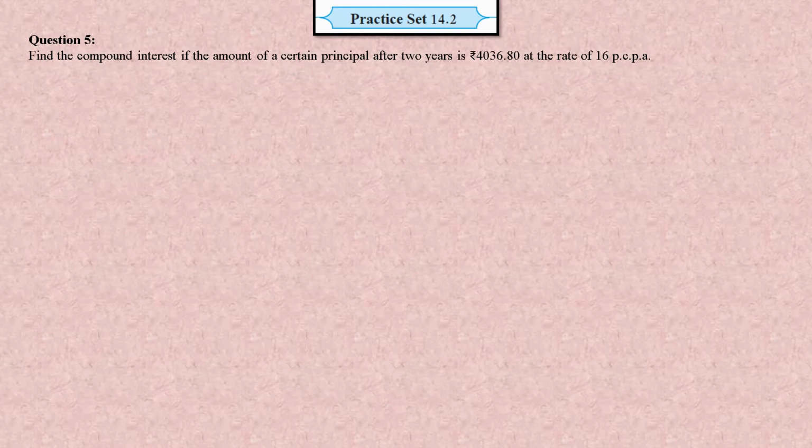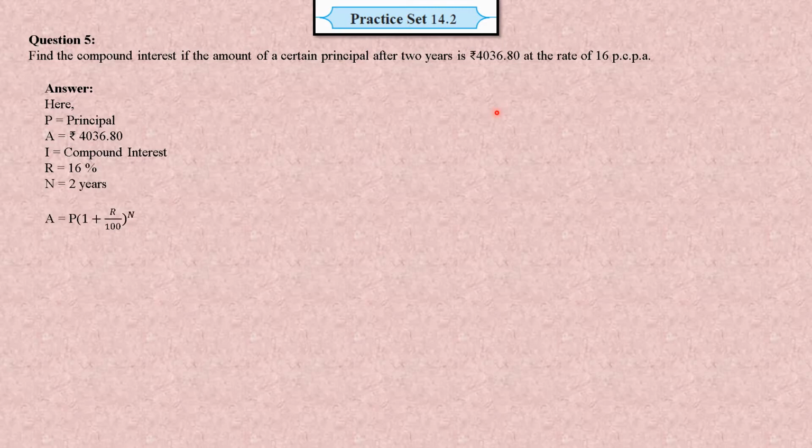Question 5. Find a compound interest if the amount of a certain principal after 2 years is 4,036.80 at the rate of 16% per annum. Let us write what all is given. P is a principal which has to be calculated. A is the amount which is given in the question as 4,036.80 rupees. I, the compound interest, and R is 16%. N is equal to 2 years.